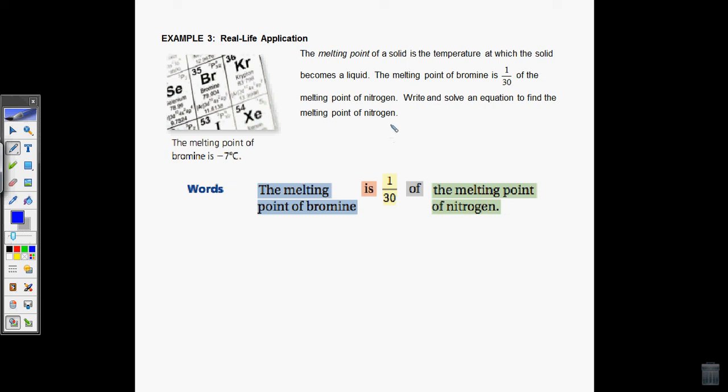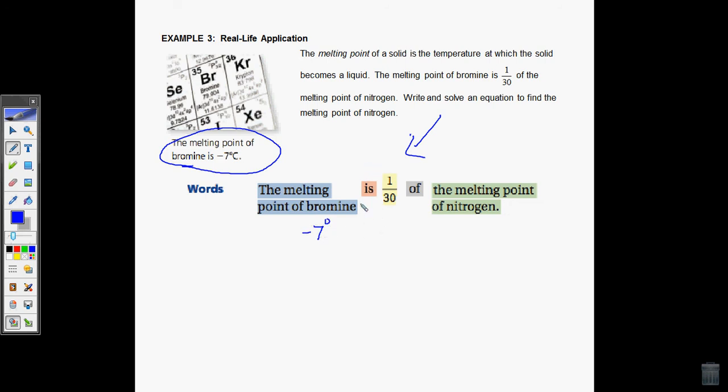Okay, so let's just take what's important. Melting point of bromine is 1/30th the melting point of nitrogen. That's the words that I took from here that I can now try and create an equation for. Okay, well, can I fill anything in? What do these things mean in terms of numbers? Now, you might not have seen this over here, but I am given a little more information. The melting point of bromine is -7 degrees.